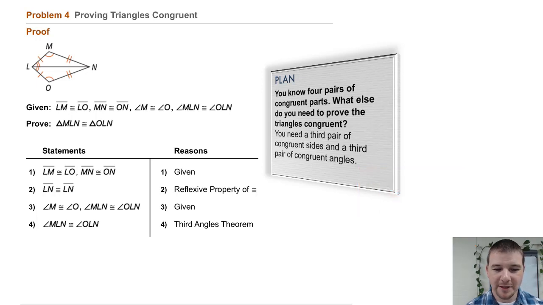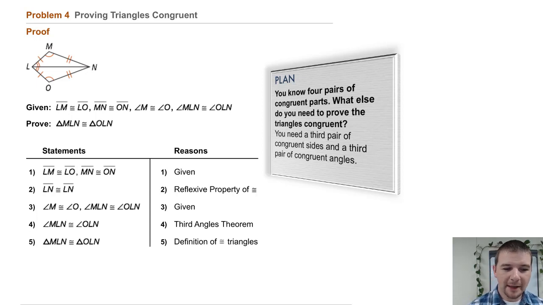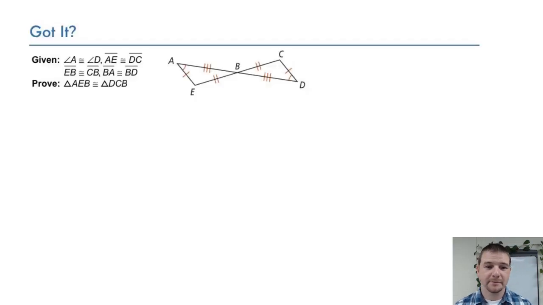Statement 4, angle N is congruent to angle N. That's now by the third angles theorem. And finally, statement 5, what we were working to prove, triangle MLN is congruent to triangle OLN by the definition of congruent triangles. Your turn. Given this information, prove that these triangles are congruent.